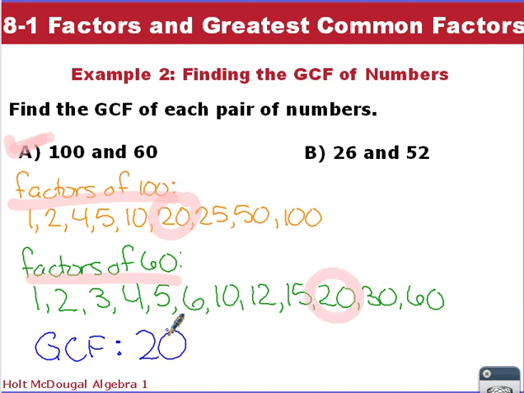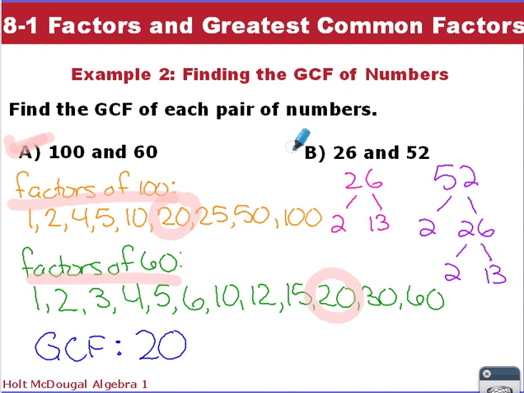Now let's look at the second one. We want to find the greatest common factor for 26 and 52. So for example B, I chose a different method here. For example A, we listed all the factors and found the greatest common factor. For example B, I went ahead and used the prime factorization.